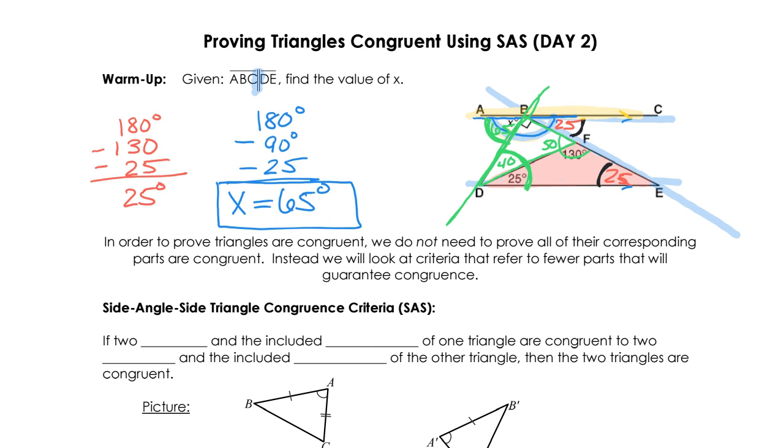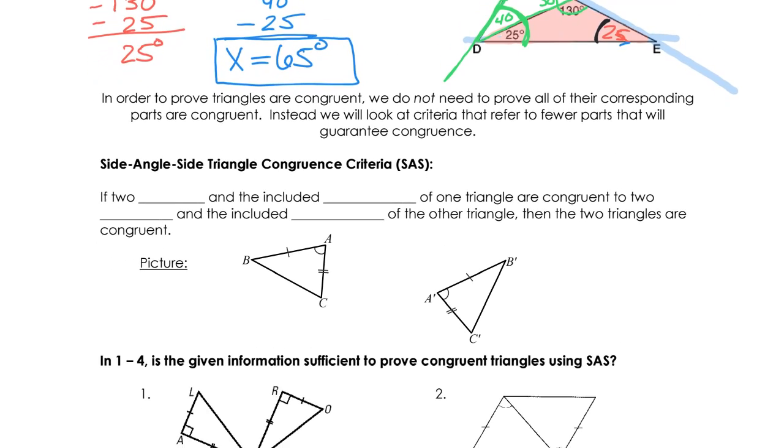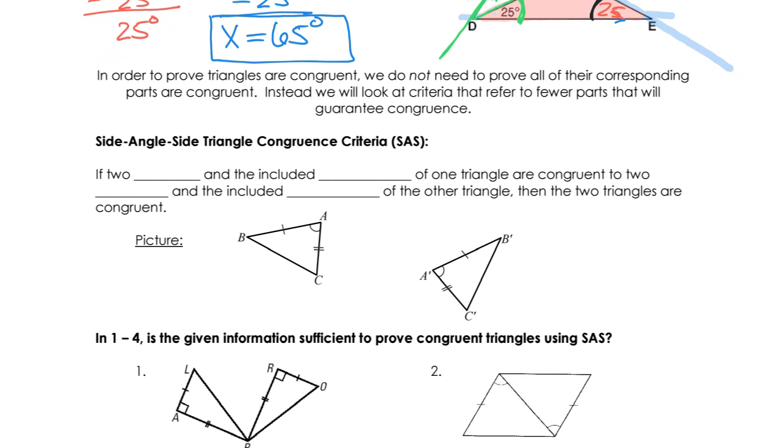Okay. All right, guys, so we are going to prove triangles congruent. So when we talked about congruent triangles before, we said that if all 6 parts of one triangle have the same measures as the corresponding 6 parts of another triangle, then the two triangles can be said to be congruent. Or if there's a rigid motion that maps the one onto the other, then we could say that they're congruent.